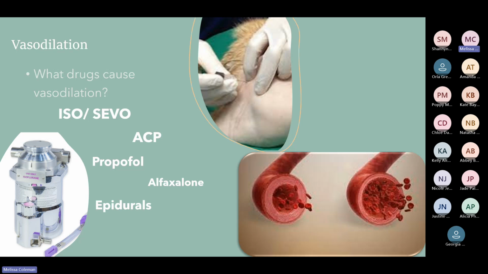And then if we're doing any epidurals as well, if you have a travelling surgeon that comes and does epidurals for any orthopaedic procedures, or if your vet does them themselves, when you're using a local anaesthetic such as bupivacaine or lidocaine, this causes massive vasodilation, especially alongside your ISO. So it's just important to have that in mind when you are anaesthetising your patient.